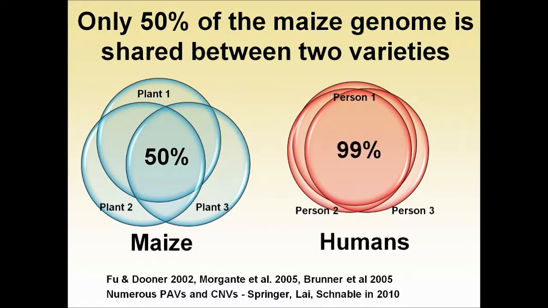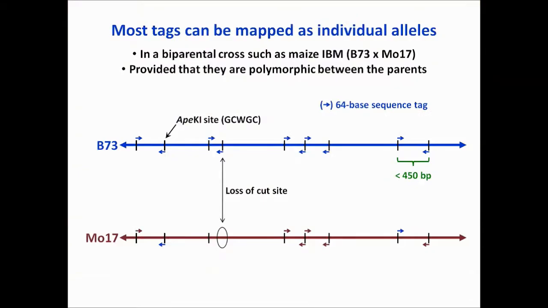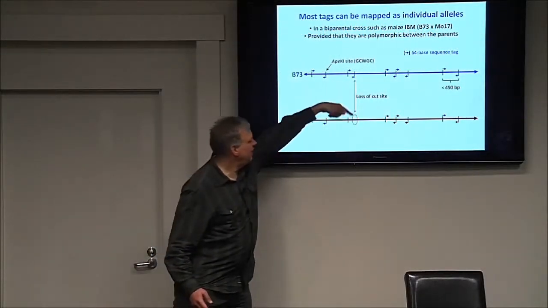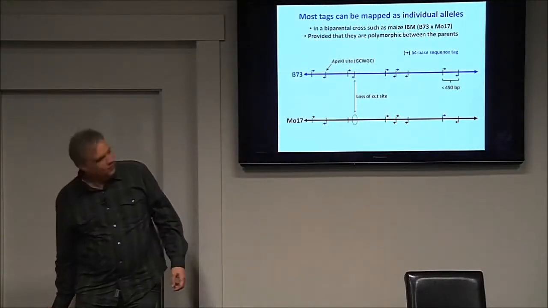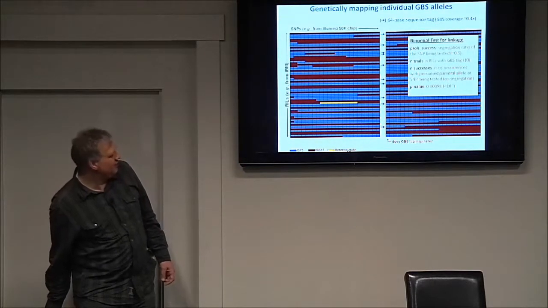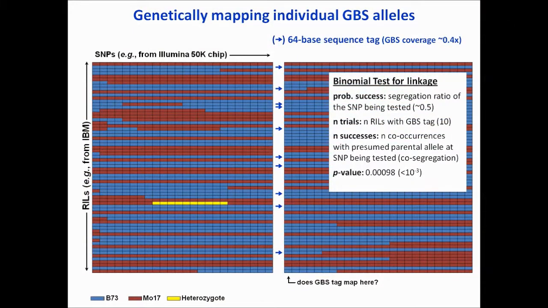So I think I've shown this before. There's lots of structural variation in maize compared to humans. But you can map the tag. I talked about this yesterday, so I can kind of zip over this. You can map the tags as long as they're in a biparental cross, say, as long as they're polymorphic between the parents. You can take this tag and totally ignore this tag, or you can map this tag when that other tag isn't there. And I walked through yesterday how this is done with a binomial test for linkage. And that applies in a biparental context.